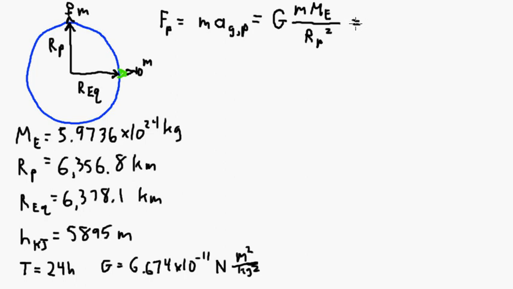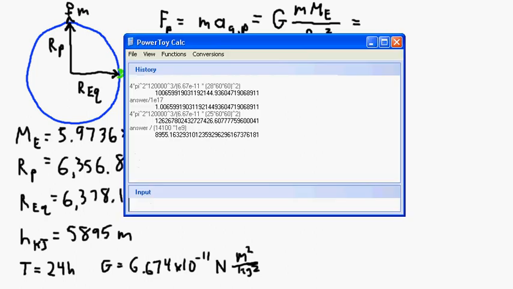And so let's just go ahead and plug this in. I'm going to define G here: 6.674 E minus 11. And I'm going to say RP is 6,356.8 kilometers, but that is in kilometers. We want to get it in meters, so there it is in meters. Okay, so I'm going to define FP.